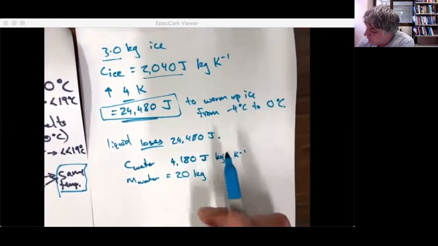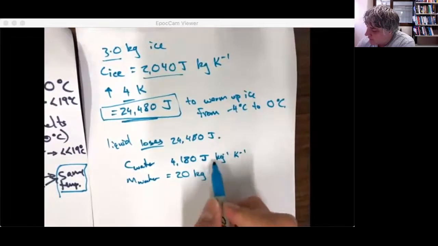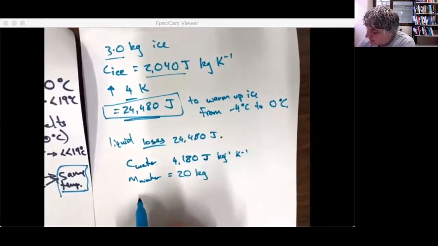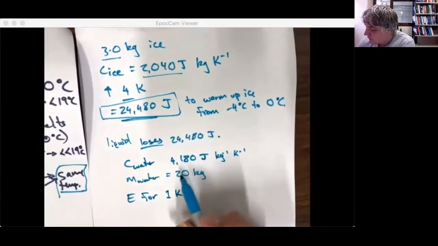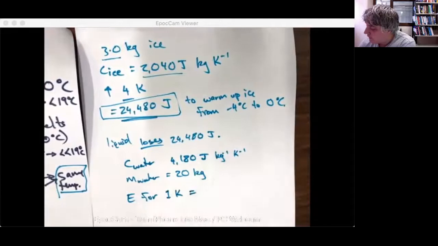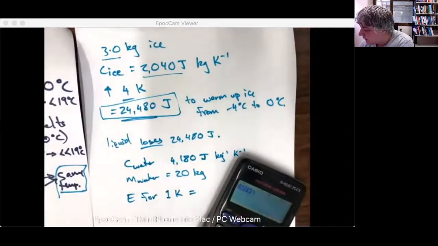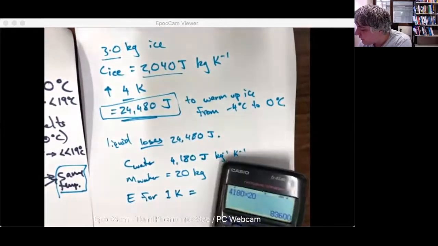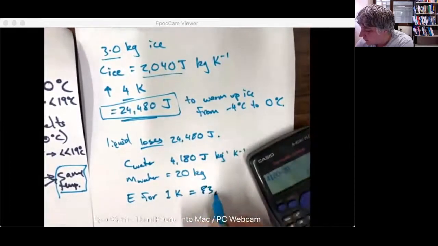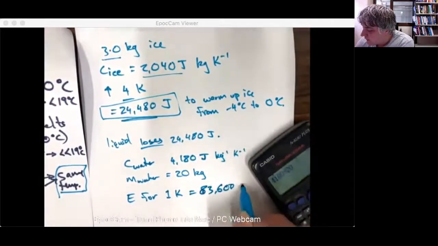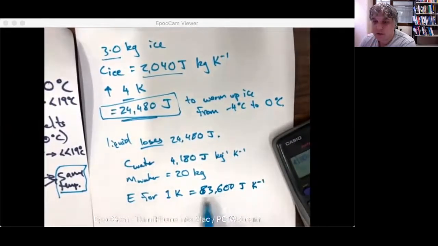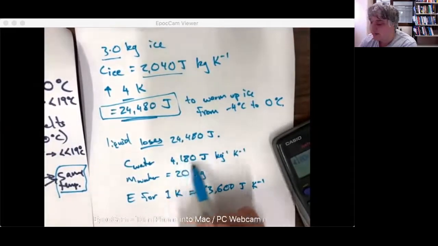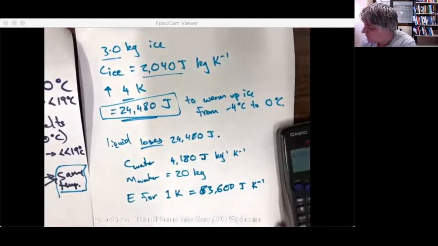So what we can do is say these two bits of information tell us that the energy for a 1 Kelvin change of our 20 kilograms of water is going to be 4,180 times 20. So it's going to need 83,600 joules to move by 1 Kelvin. That's how much energy we would need for our 20 kilograms of water to move by 1 Kelvin. It's just 20 times the amount for 1 kilogram. That makes perfect sense, hopefully.